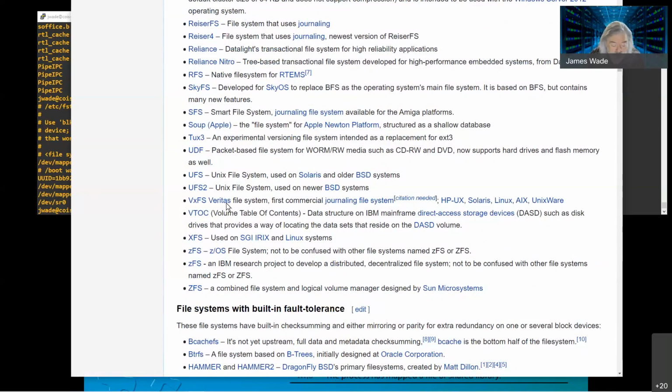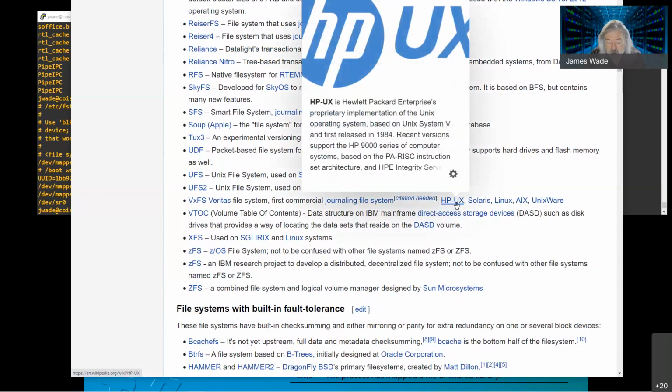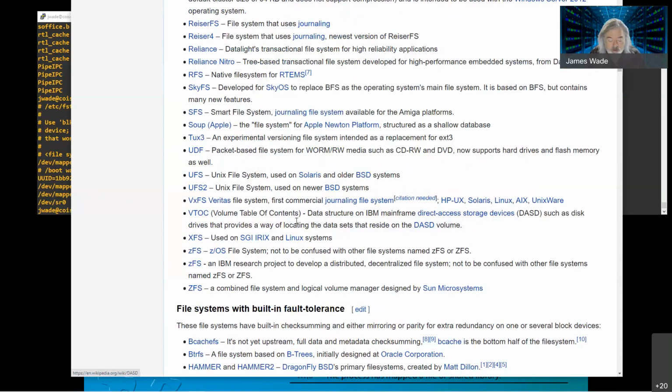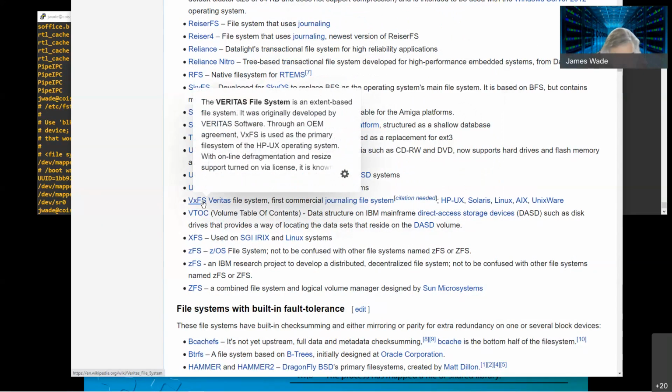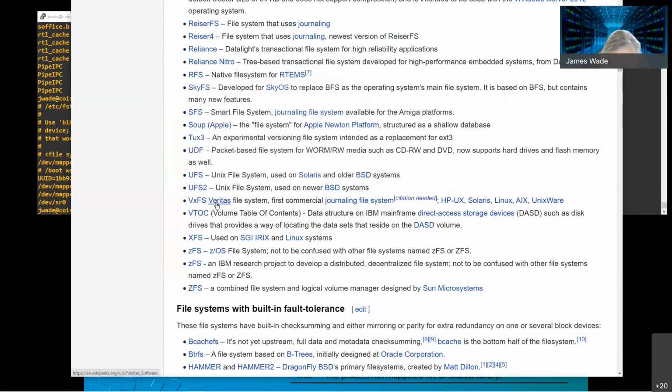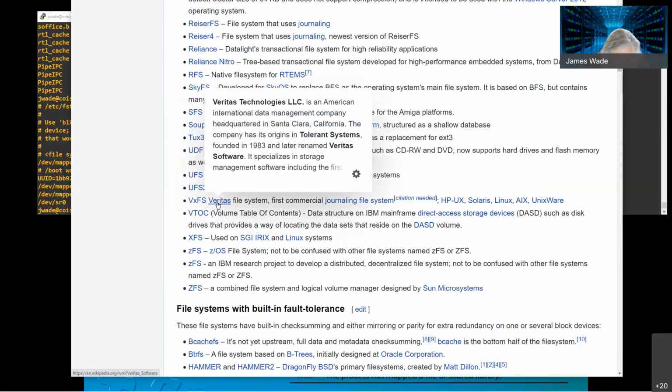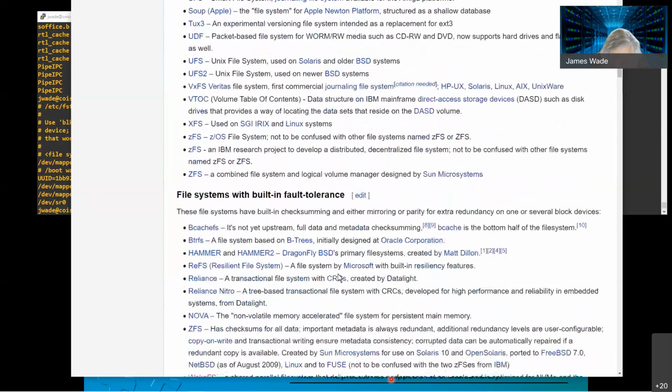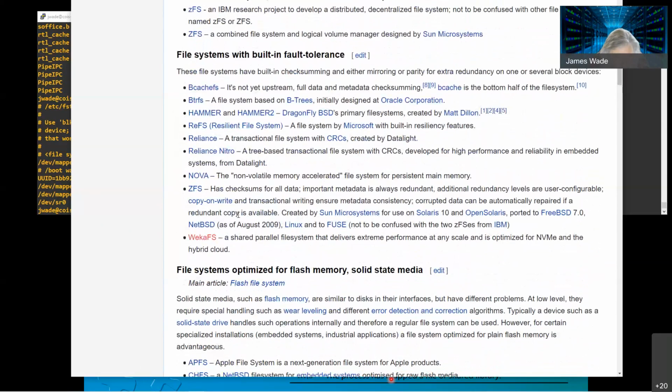Here we go, Veritas file system. I used to install these on Solaris and HPUX and Linux systems. It was supposed to be a file system that sped everything up. I don't even know if it's still used. I haven't used it in years. Let's see, renamed Veritas. It'd be interesting, I might Google it one of these days to see if they are still out there. ZFS was Sun Microsystems.